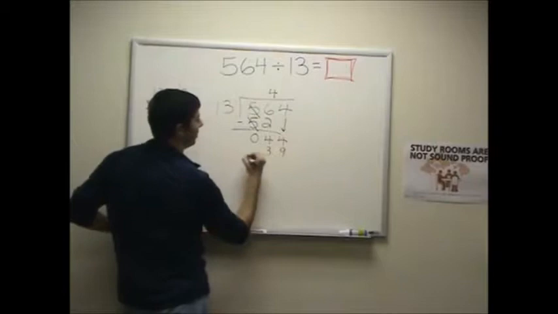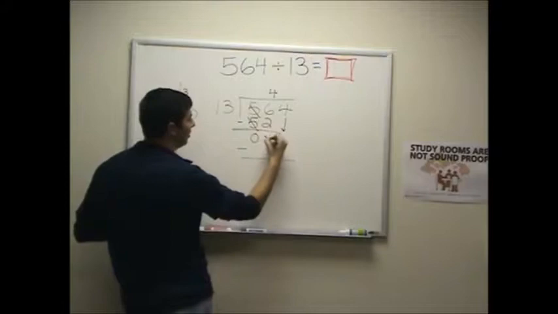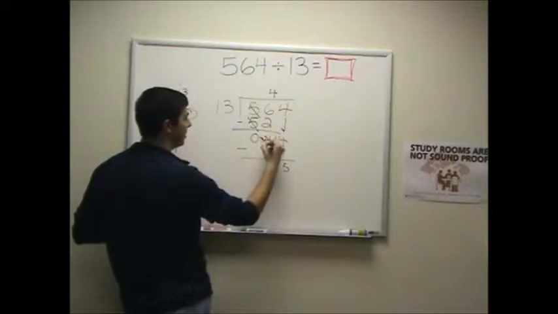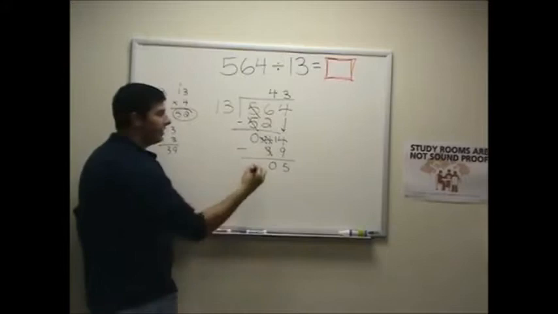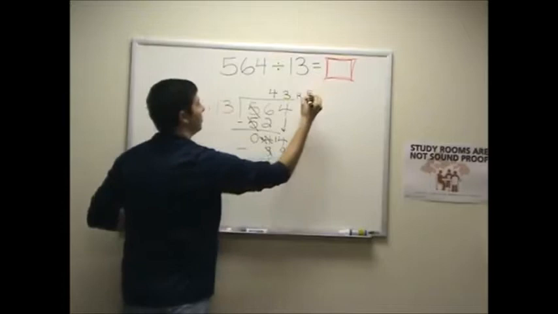4 minus 9. Can't do it. We'll borrow. 14 minus 9 is 5, 3 minus 3 is 0. And I forgot to add the 3 up here. 3 groups of 13 equals 39. Now, can 13 go into 5? It can't. So this is going to be our remainder. So our answer is 43 remainder 5.